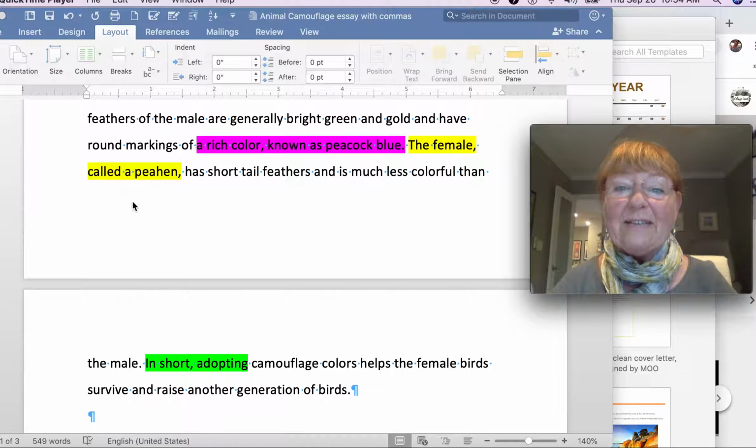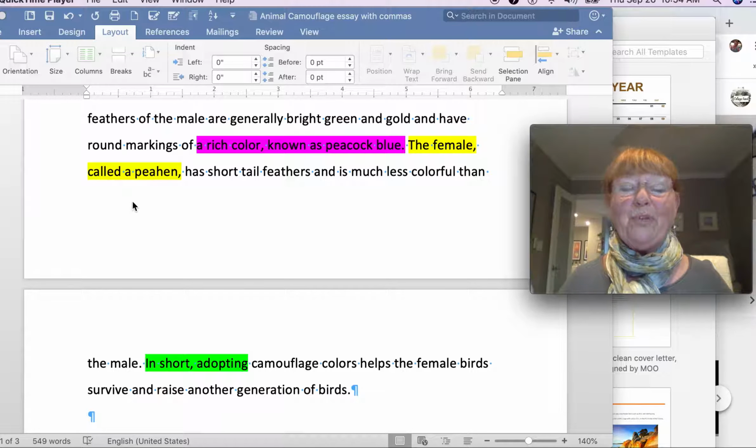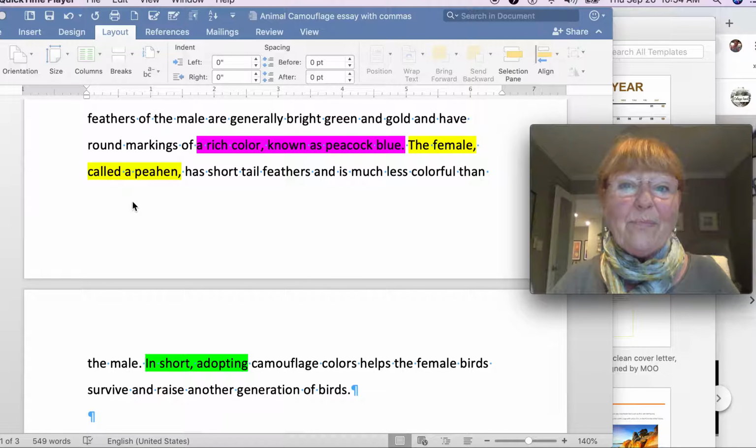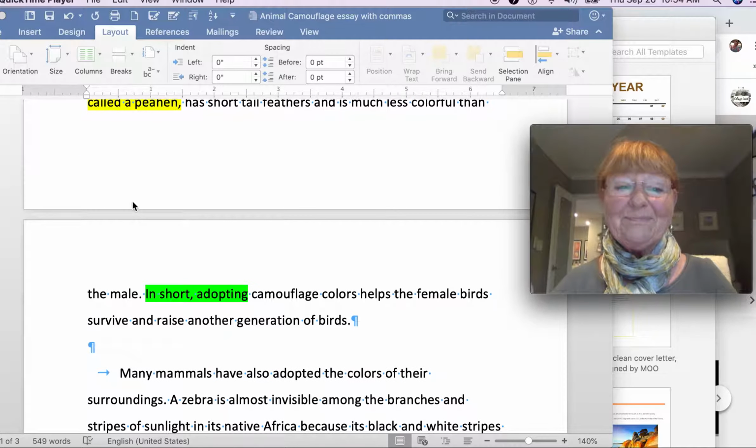The yellow here has another example of something that is put into the middle of a sentence. The real sentence is, the female has short tail feathers, main clause. You put in this called a peahen in the middle, and then you separate it out with commas. Whenever you put those things in the middle between the subject and the verb, always separate them with commas.